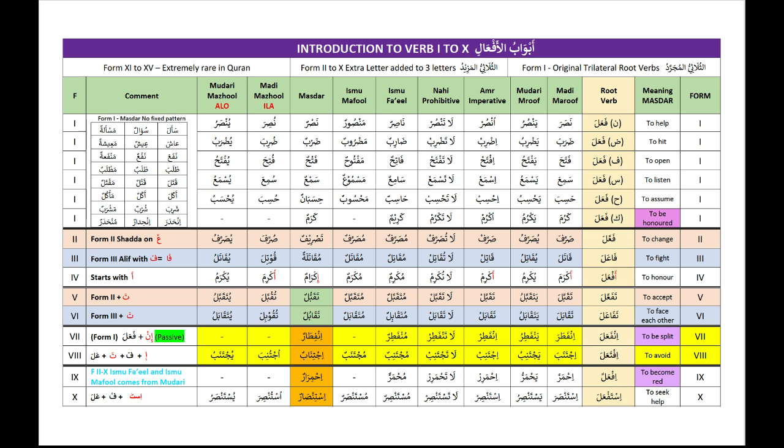Next is form 9, ihmarra yahmarru, ihmarir, la tahmarir. Muhmarrun, no maful and no madi majhul or mudari majhul for form 9. So the masdar is ihmirarun. Form 10, istansara yastansiru, istansir la tastansir. Mustansirun mustansarun, istinsarun, ustunsira yustansaru.